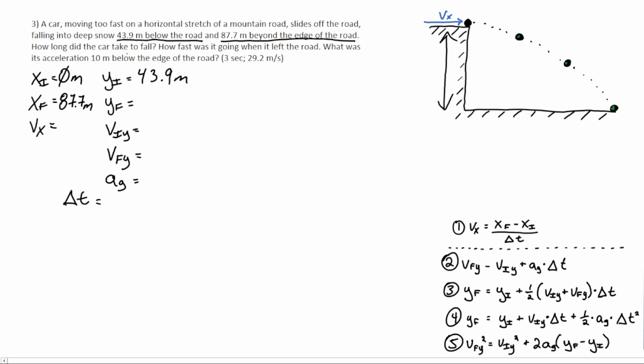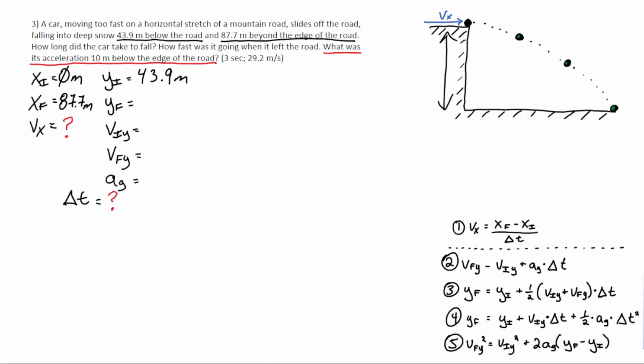How long did it take the car to fall? All right, so what is that asking us? Well, if you're saying to yourself delta t, and how fast was it going when it left the road? What was the acceleration 10 meters below the edge of the road? All right, so this is going to be something here that we'll discuss at the end of the problem. That's the reason why I didn't include that answer over here.